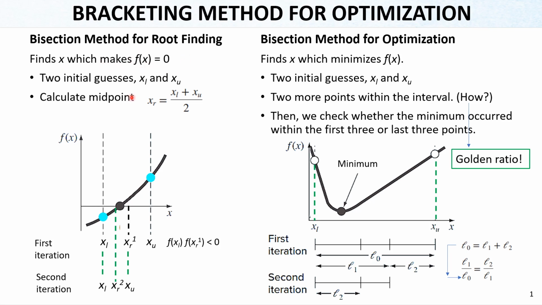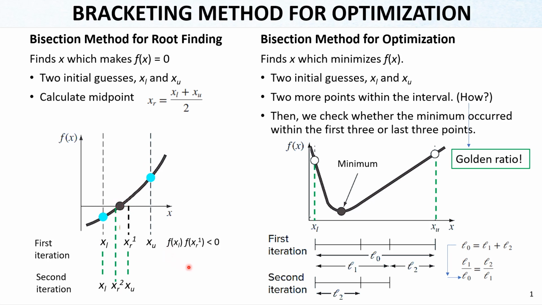0. So for that, we were firstly guessing two initial values, a lower bound and upper bound, because it should bracket the root, and we calculate a midpoint in the bisection. And by this midpoint, we get to the second iteration. So this is the lower bound, upper bound, and the midpoint gives us an estimation of the root actually.